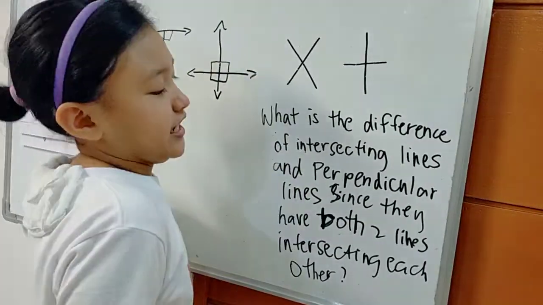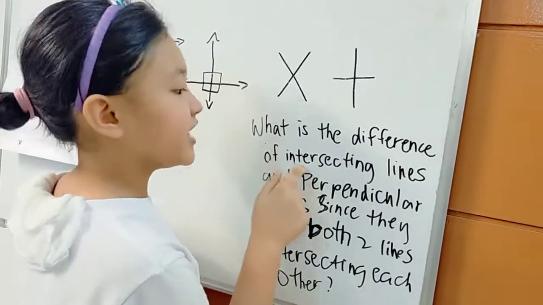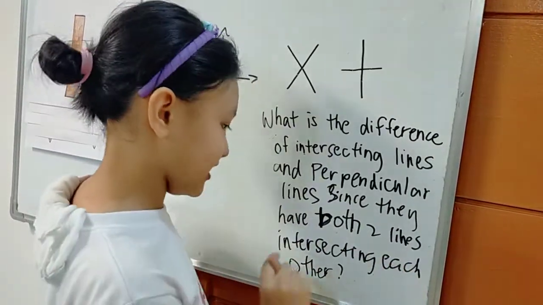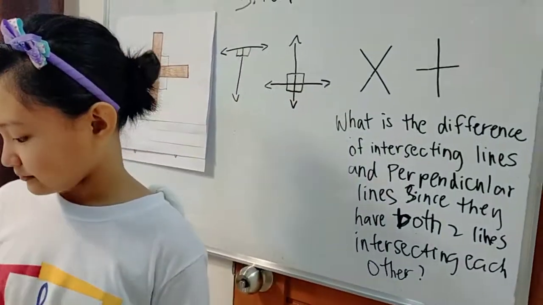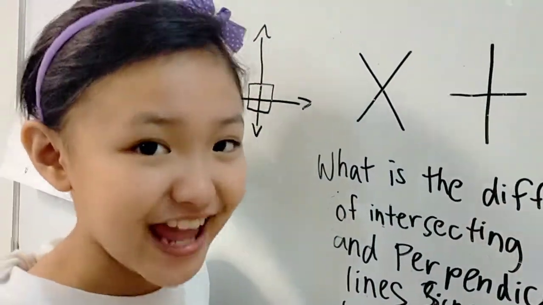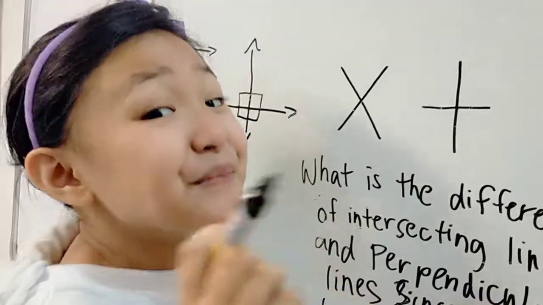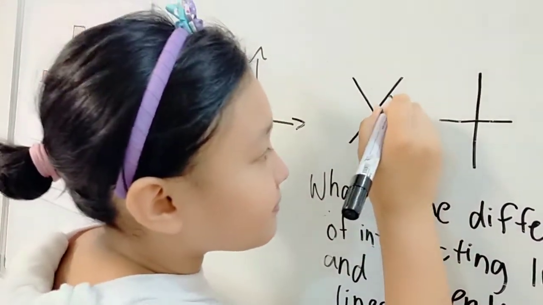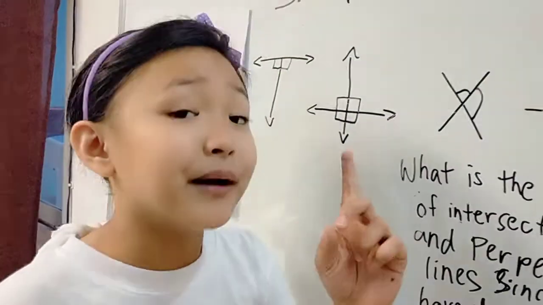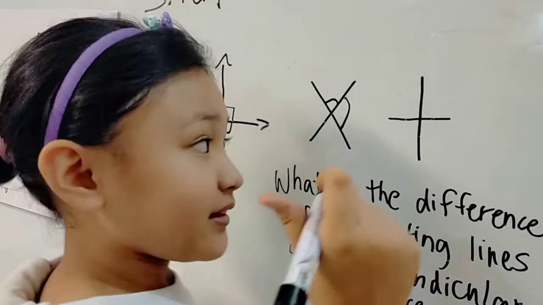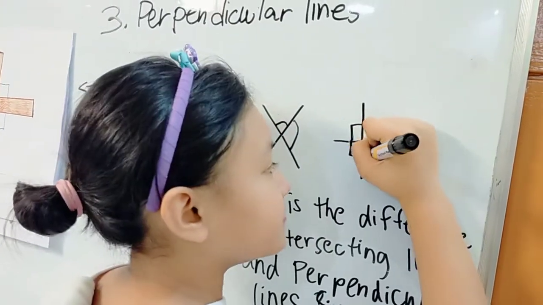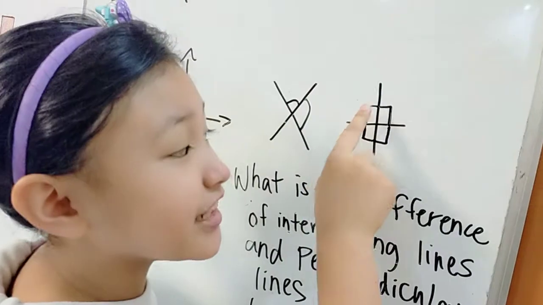So, the question is, what is the difference between intersecting lines and perpendicular lines, since both have two lines intersecting each other? The difference is, intersecting lines do not have the right angle. Meaning, this side is bigger than this one. But perpendicular lines have the right angle in their corners. Meaning they have equal spaces.